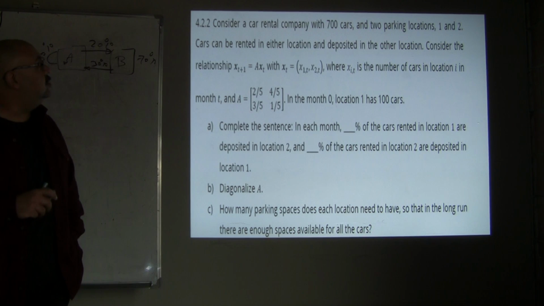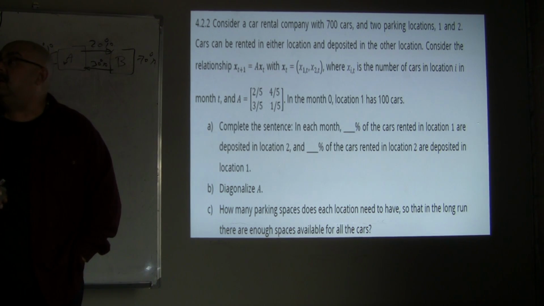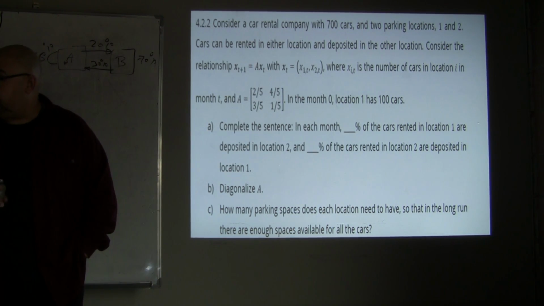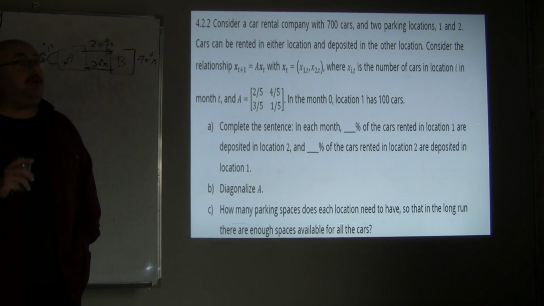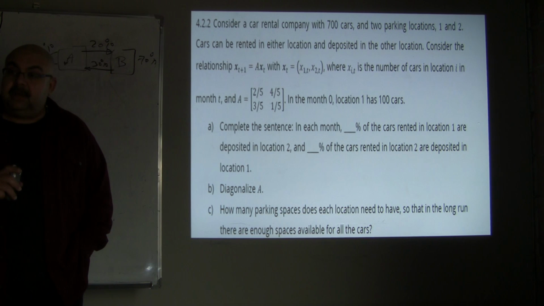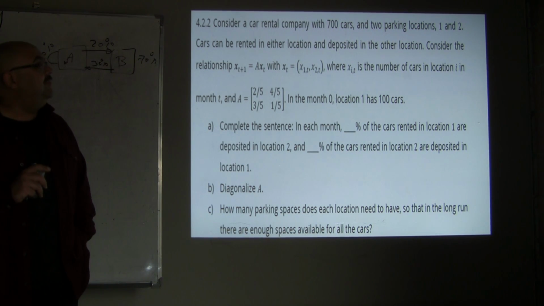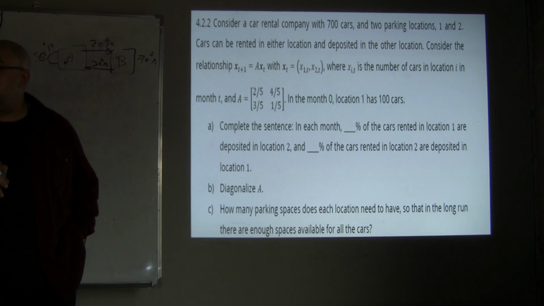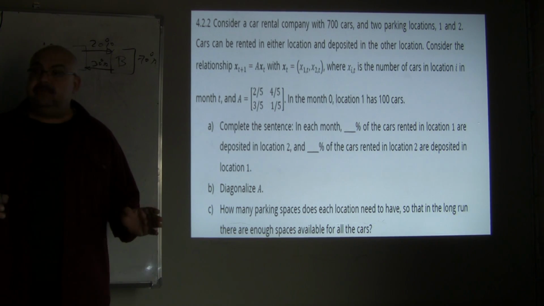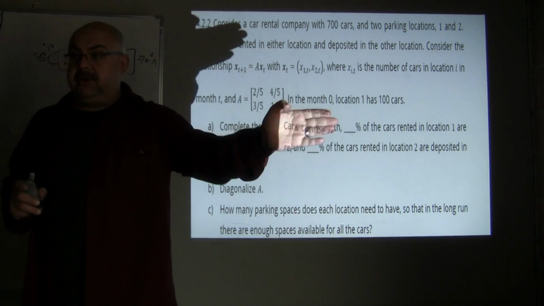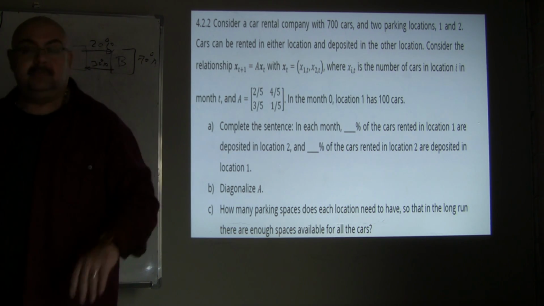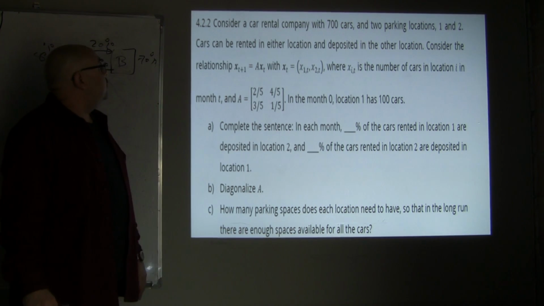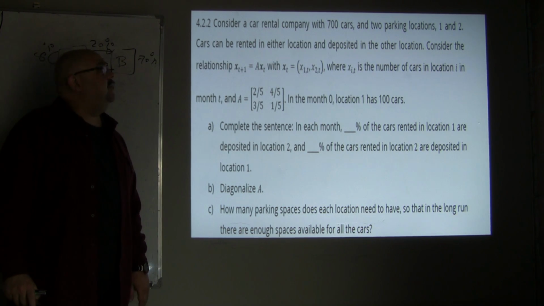He's telling you to consider a car rental company. Consider a car rental company. So it's a company renting cars, with 700 cars. How many cars does this company have? 700 cars. And the parking locations are 1 and 2; the 700 cars are parked in 2 parking lots. That's one parking, and behind the buildings there is another parking between both. Okay. Cars can be rented in either location.